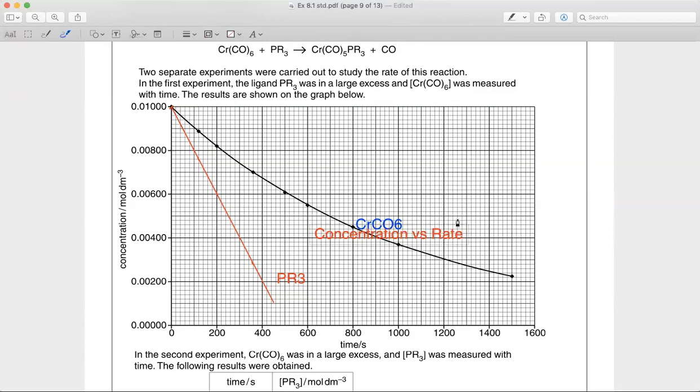Okay, what do you know about first order? When you increase the concentration by 2, the rate is also affected by the same amount, directly proportional. Okay, now how do we find concentration versus rate in this sort of graph? Now, this is a concentration-time graph, and to find the rate, you have to find the gradient. Okay, so to find rate, you have to find the gradient.